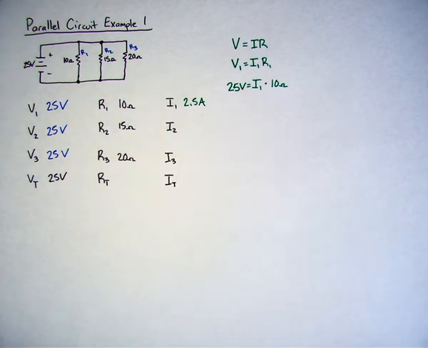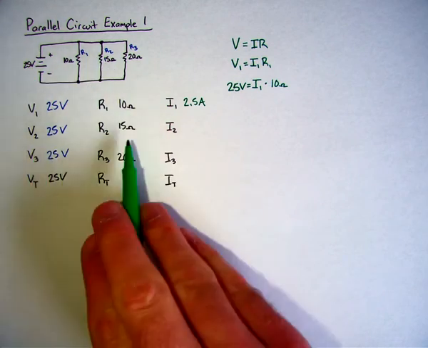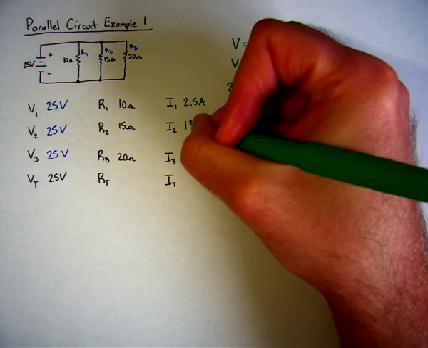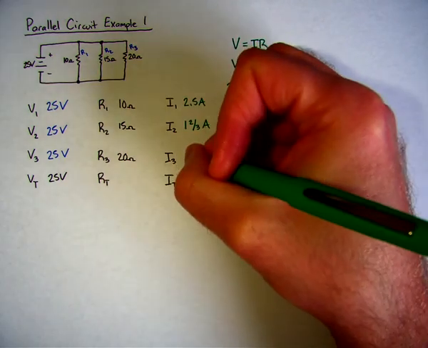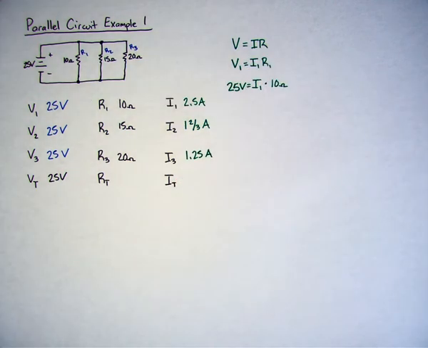Now if I do the same thing with resistor 2, so I take the 25 volt voltage drop divided by the 15 ohm resistor that we have, I'll get a 1 2/3 amp current. And then if I do the same thing with I3, I'll get 1 1/4 or 1.25 amps for the current through resistor 3.